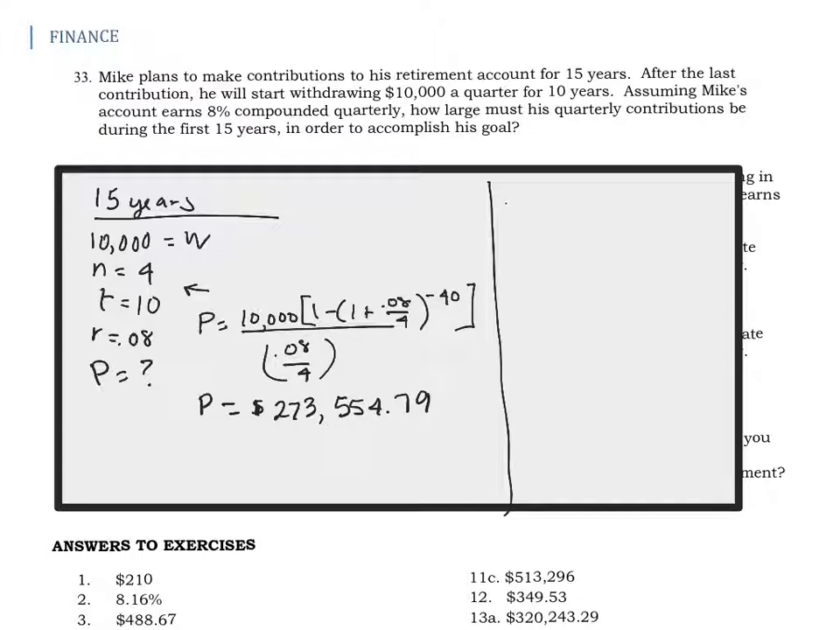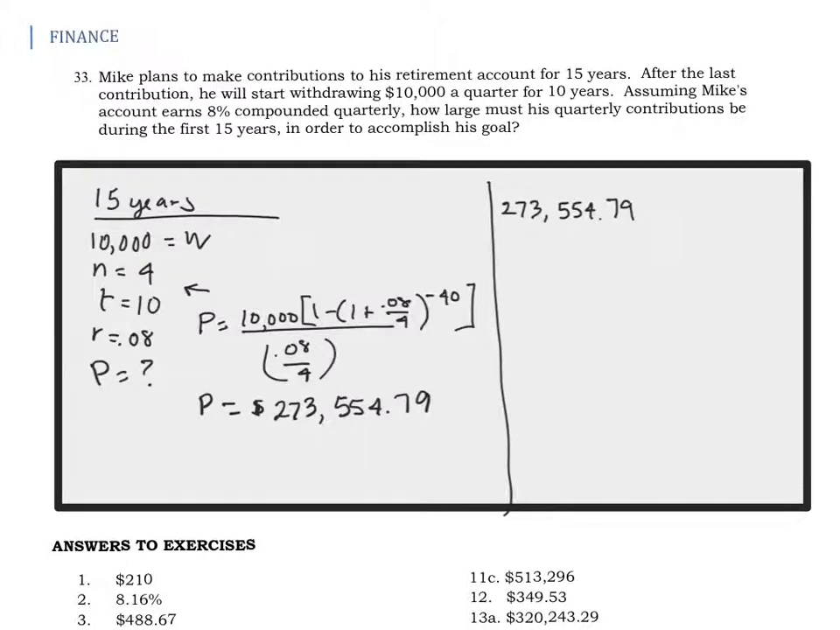So $273,554.79 is my principal. I need to figure out my deposits. So 1 plus, again, it's still that 8% divided by 4, and we're looking for those first 15 years. So that will be raised to the 60th power. I have my minus 1 divided by that 8% divided by 4.